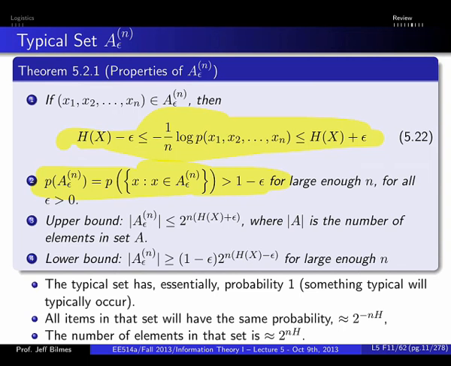And also we have an upper bound on the size, which basically says it's 2 to the nH, and a lower bound on the size, which also says it's roughly speaking 2 to the nH approximately. If epsilon is small, then that's almost a 1. So basically the probability is about 2 to the negative nH, and the size of the typical set is 2 to the nH.